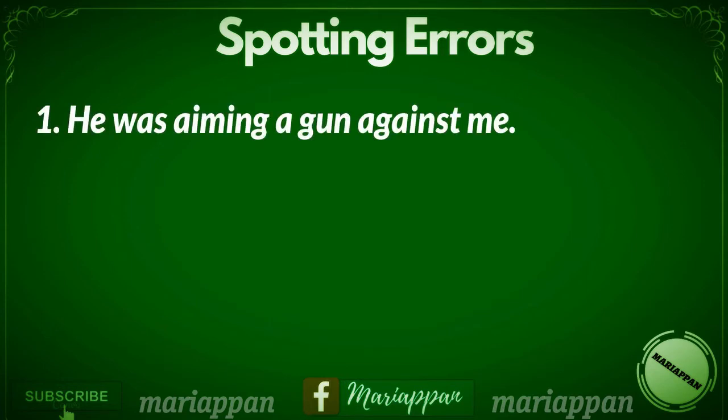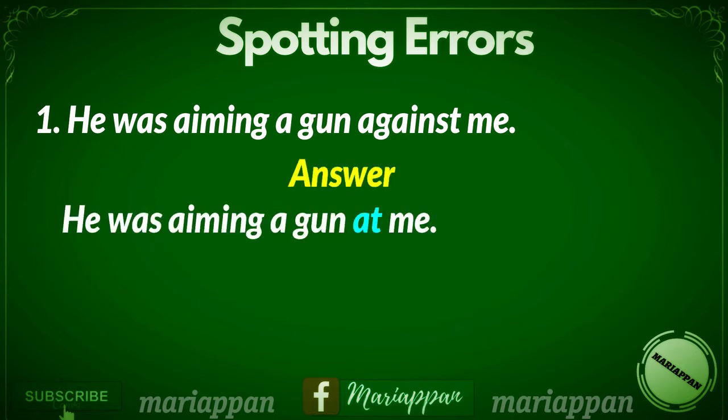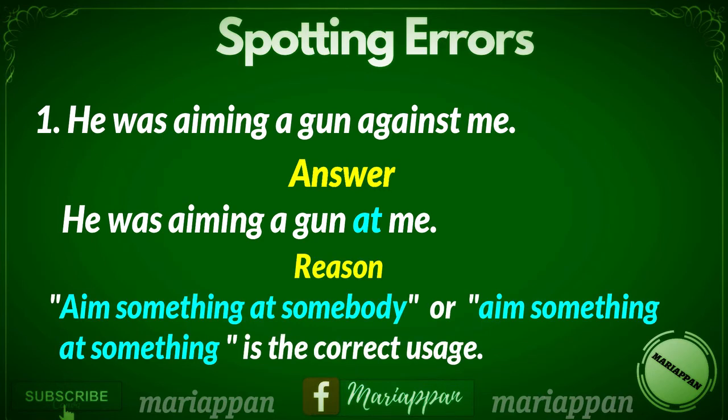He was aiming a gun against me. He was aiming a gun at me. Aim something at somebody or aim something at something is the correct usage.